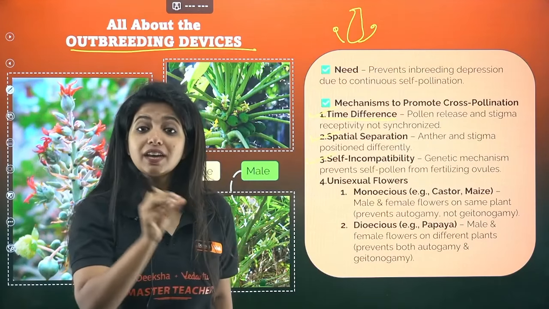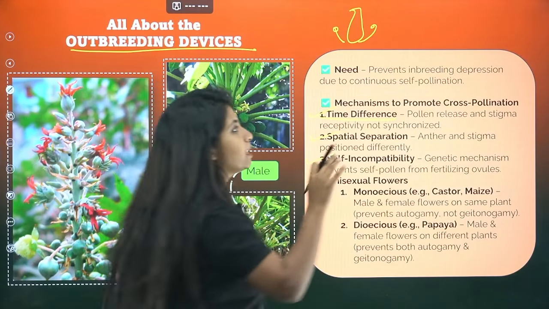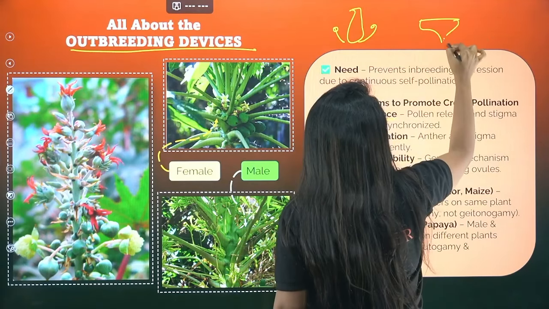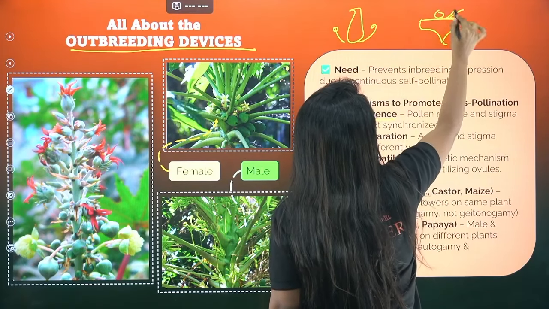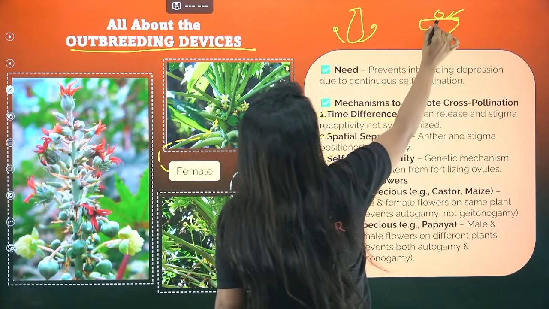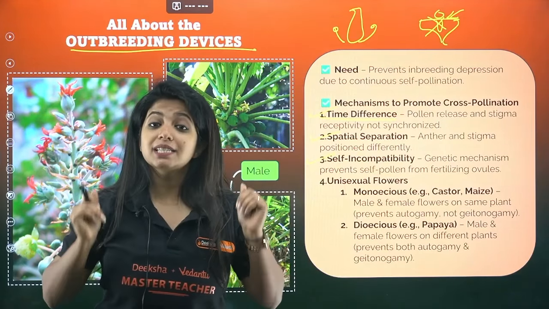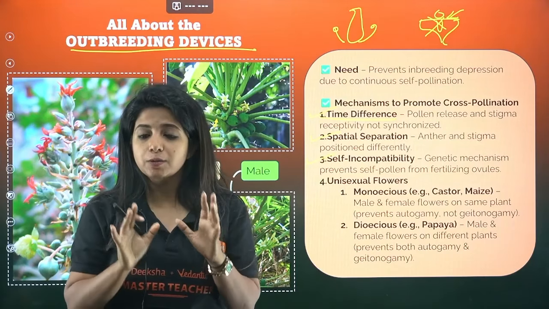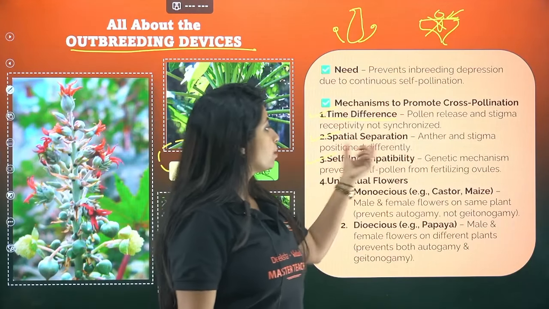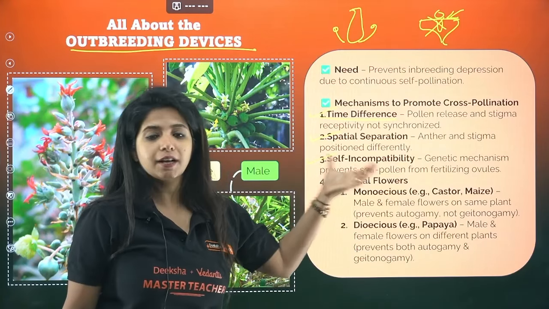Third thing is self-incompatibility. This is a genetic mechanism where, suppose the pollen grains land on the stigma, still there won't be proper chemical communication happening up there, which is why pollen tube growth is inhibited. This is completely a genetic mechanism that is happening. The genetic mechanism preventing self-pollen from fertilizing the ovule is known as self-incompatibility.